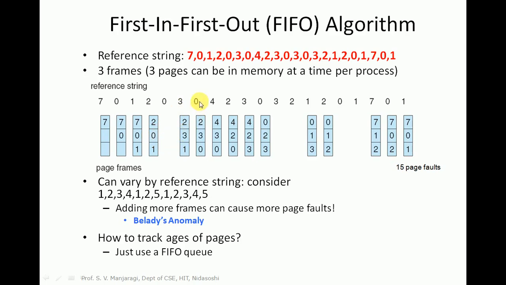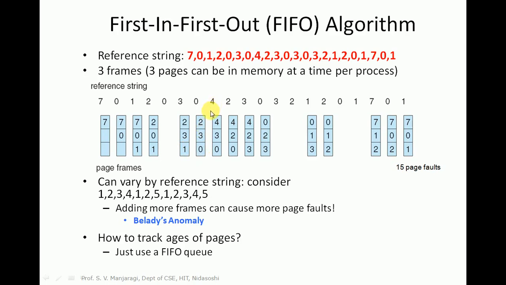Next one is 0. 0 is not there in the memory, and a page fault occurs here, and we go for the replacement. The older page we need to replace here, that is 1, will be replaced with 0. So 1 is the victim, it is swapped out, and 0 is swapped in. Next is 4.